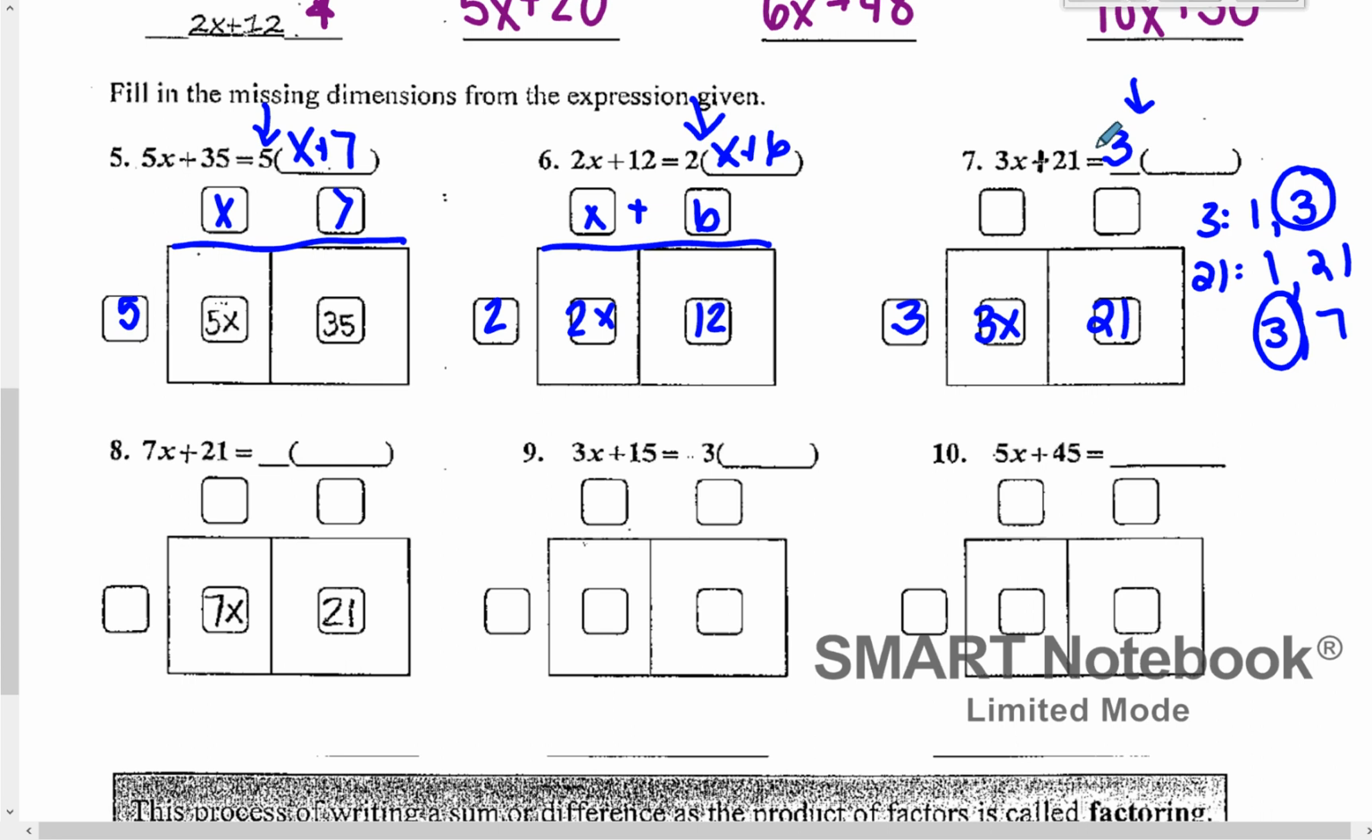We're going to say 3 times what gives us a 3x? Well, 3 times x gives us a 3x. And 3 times what gives us a 21? 3 times 7 gives us a 21. So inside the parentheses goes x plus 7. We can always check our answer. 3 times x is 3x. 3 times 7 is 21, so we know that we got it right.